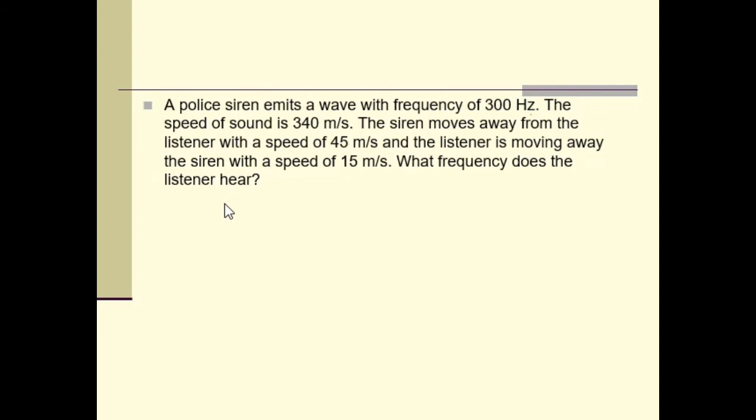So let's have the formula now. We are going to use a formula wherein they are moving away from each other. So that is F prime equivalent to the velocity of sound minus the velocity of the observer or the listener, divided by the velocity of sound plus the velocity of the source. Okay. So we have here, for the velocity of sound, 340. So that's 340 minus the velocity of the observer.